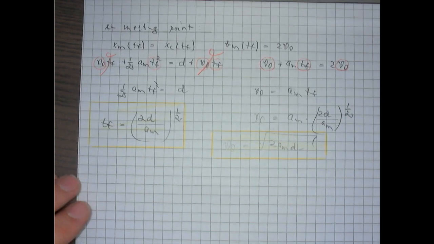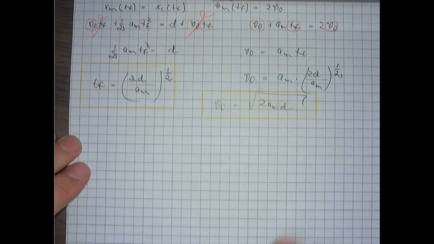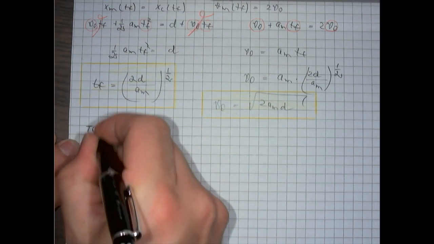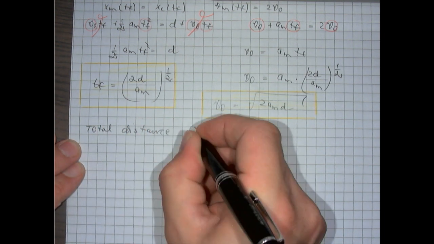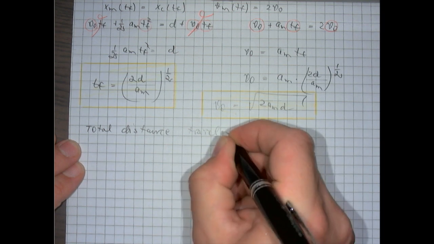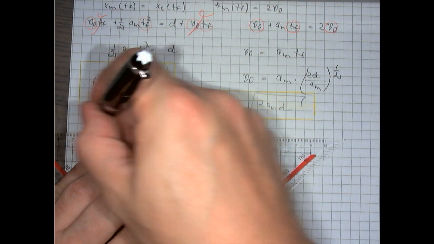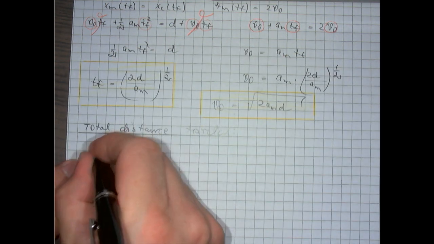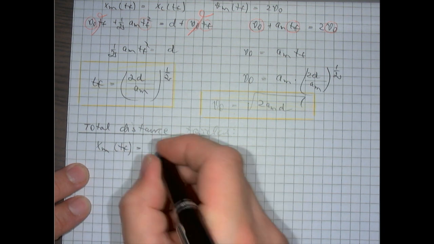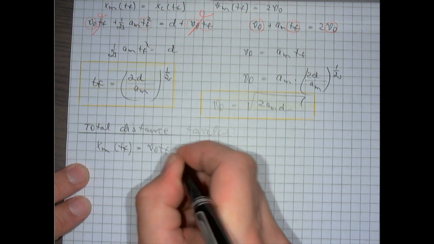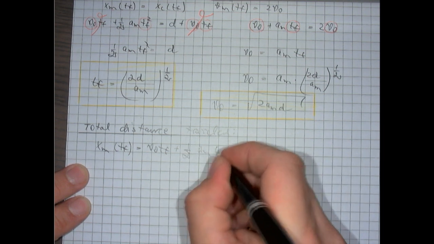So now there's one more thing I want to do here right now, namely the total distance traveled. That would be now xm of tf equals v naught tf plus a half am tf squared.